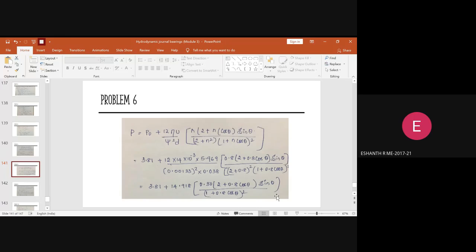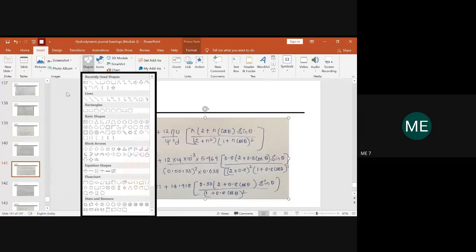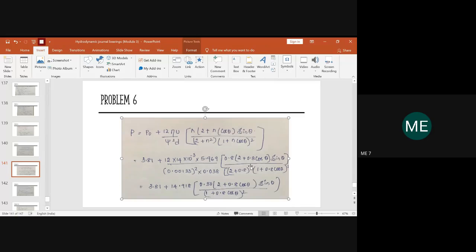Hello? Ma'am, is it 2 plus n square or 2 plus 1 whole square? Yeah, I am sorry. I have written 2 plus n whole square, but in the formula it is 2 plus n square. So don't write this whole square. It is 2 plus 0.8 whole square. I have made a mistake. Thank you for identifying. So it will not be 0.8, it will be just 2 plus 0.8 whole square.